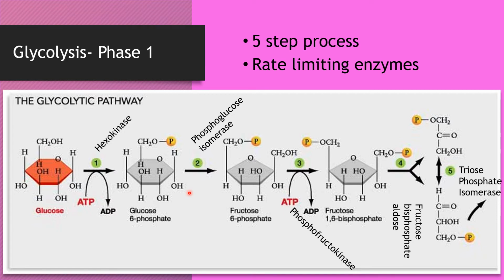And then for step 2, we move over, using this isomerase, phosphoglucose isomerase, to make the fructose 6-phosphate right here. Notice we changed from glucose to fructose. It's called an isomerase because it catalyzes the change from that phosphoglucose to that phosphofructose.